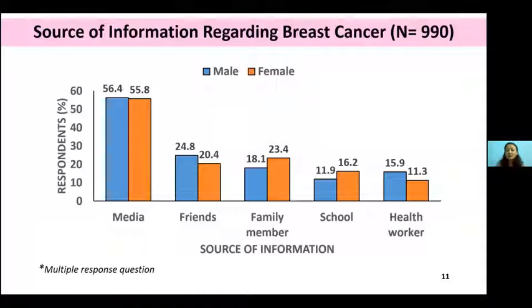Almost all of the respondents have heard about breast cancer. Regarding the source of information about breast cancer, the most common source was the media. Media includes television, radio, newspaper, social media or internet. That is 56.4% of males and 55.8% of females have heard about breast cancer from the media.